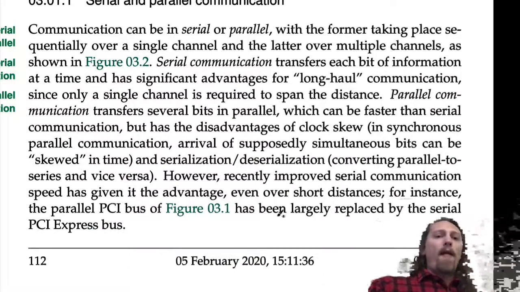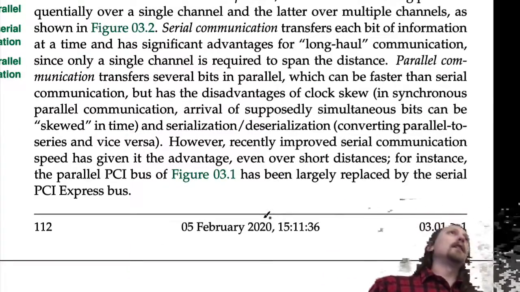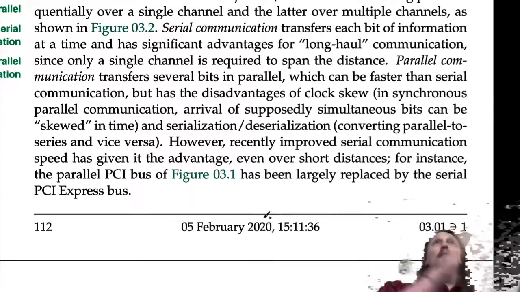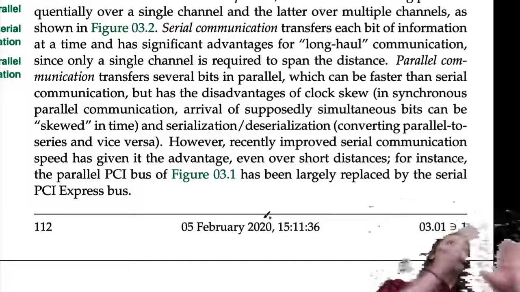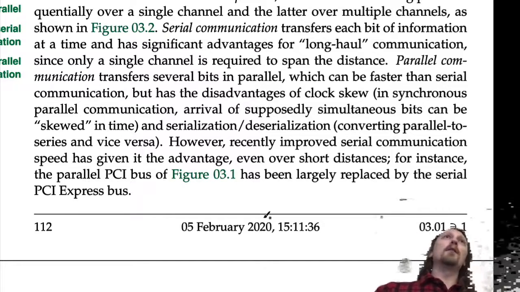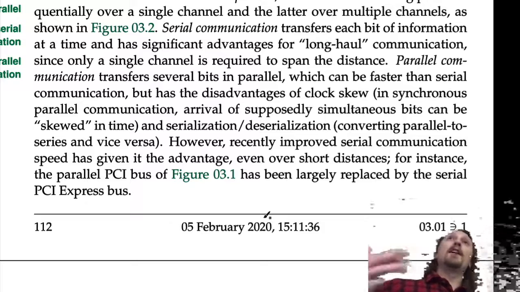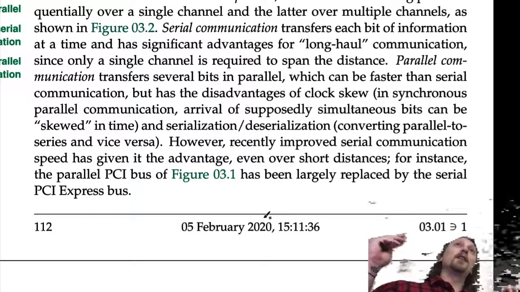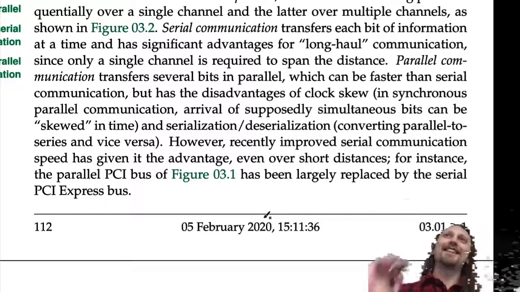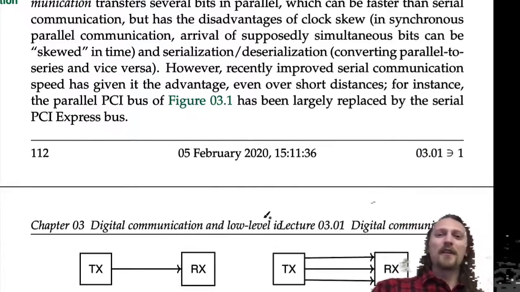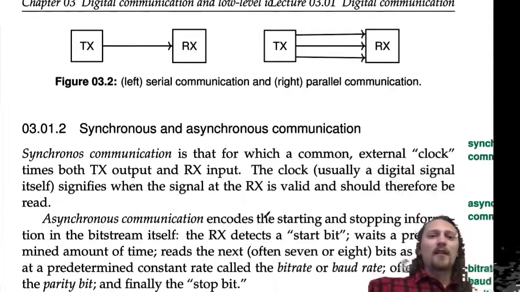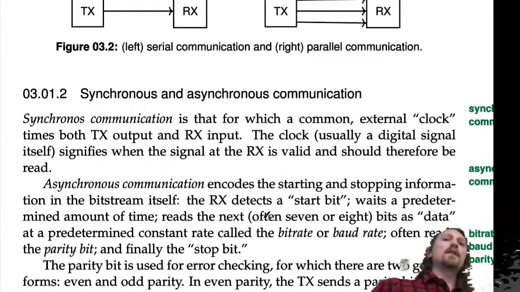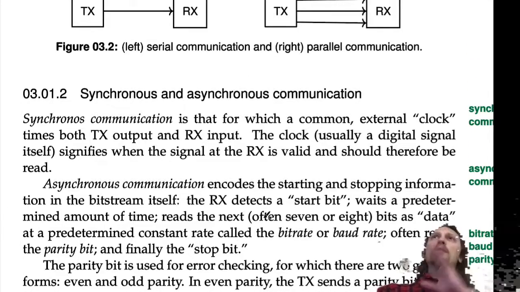Somewhat counterintuitively, things have actually moved more in the direction of serial communication instead of towards parallel, whereas computing at the processor level has gone in the parallel direction instead of serial. So that's that division between serial and parallel communication.